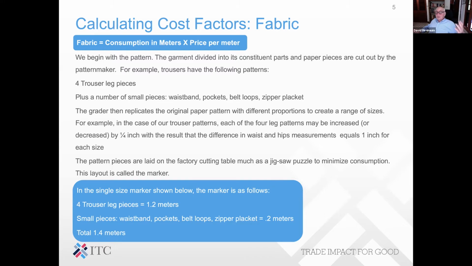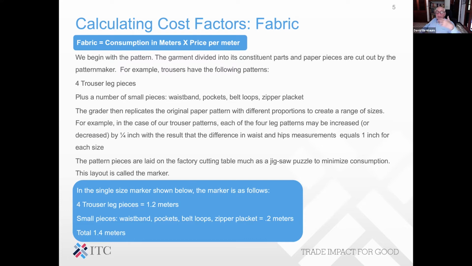How do you determine the fabric? Well, it's the consumption in meters times the price per meter. A 2-meter garment with a cost of $3 per meter is $6. It's not quite that easy. We're going to use as an example a very simple garment, a pair of pants. You look at your own pair of pants, and you see it consists of 4 legs, because each leg has two patterns, a back and a front.